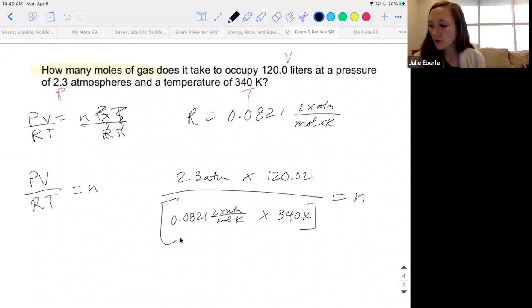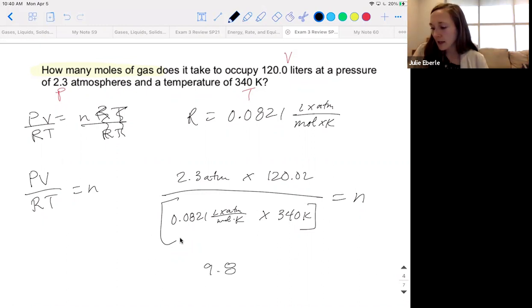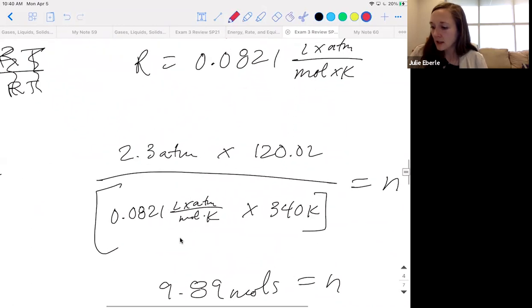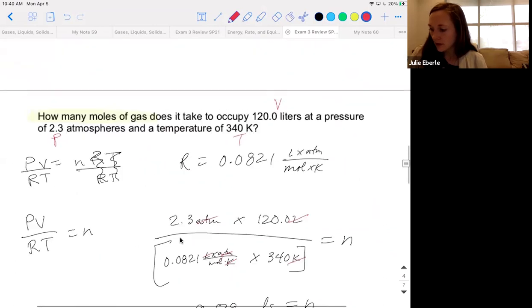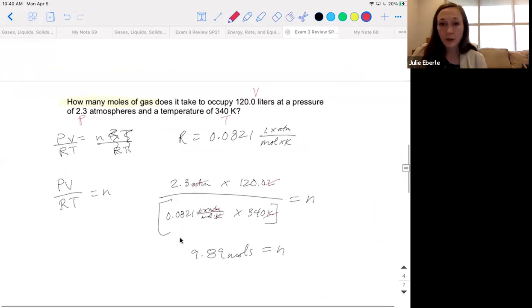Anybody get the answer? 2.3 times 120, so like 280 or something, divided by 0.0821 times 340. Grant said 9.89 moles. Yeah, units of moles there because atm cancels, liters cancel, Kelvin cancels, except for moles. Okay, any questions on that problem?